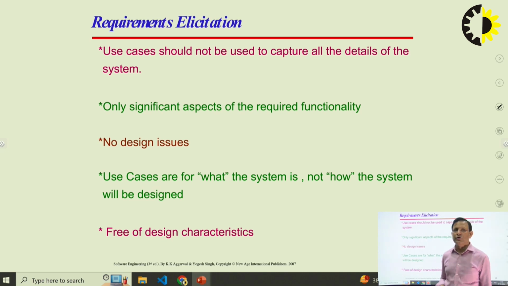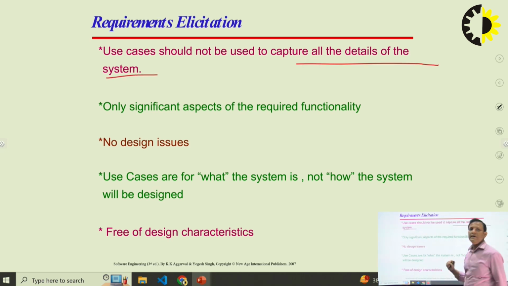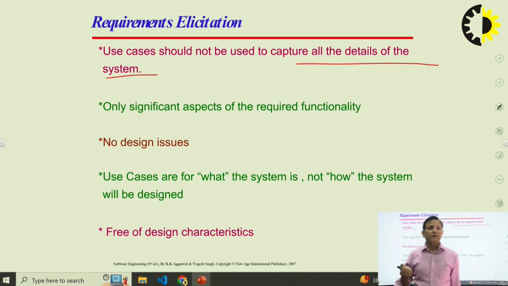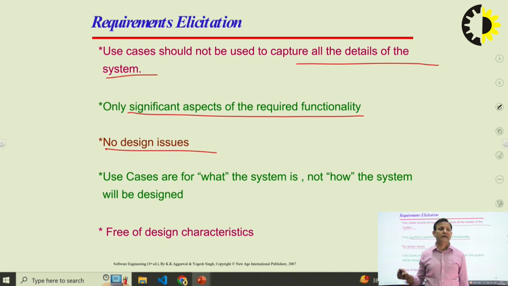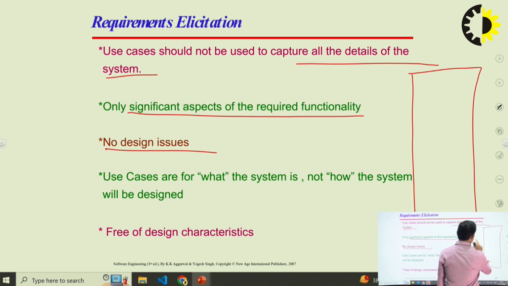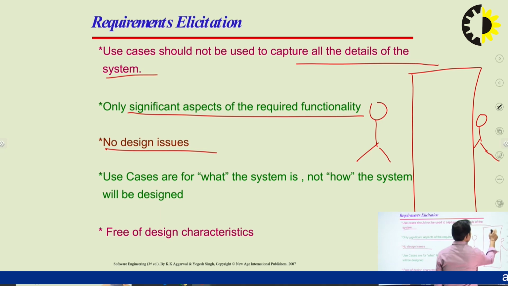Use cases should not be used to capture all the details of the system. It generally specifies what the system does, what kind of functionality we are providing to the users. Only the significant aspect of the required functionality. No design issues. इसमें हमें design की कोई need नहीं है. We just tell in a rectangle box, these are your actors. Here the use case.